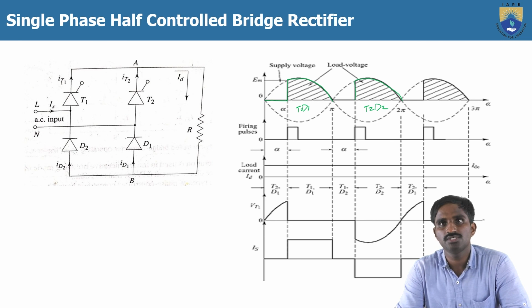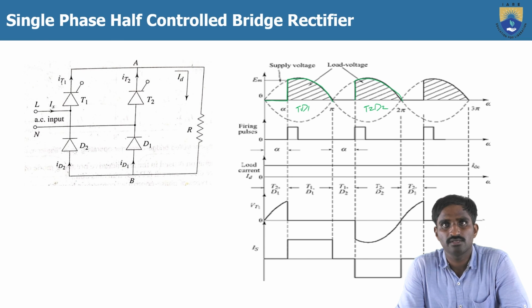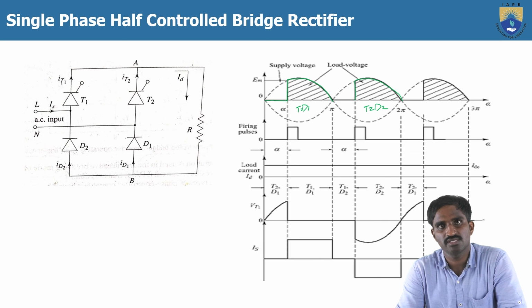Okay, so this is the process of the single phase half controlled bridge rectifier. Similarly for the RL load, we will discuss that in the next class. In the single phase half controlled bridge rectifier there are two different types of configuration, symmetrical and asymmetrical. That we will discuss in the next class.